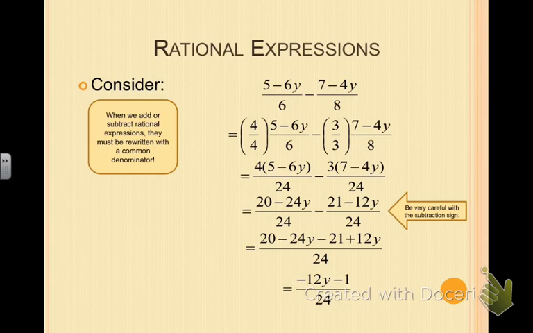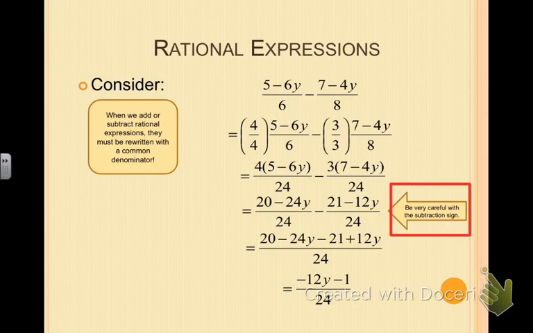Now, at the point at which we write this as a single fraction with a denominator of 24, we must be careful of our signs. Because 21 minus 12y is being subtracted, you have to be sure to subtract the entire binomial. So it becomes 21 plus 12y. The signs change to their opposites. We now have the polynomial 20 minus 24y minus 21 plus 12y.